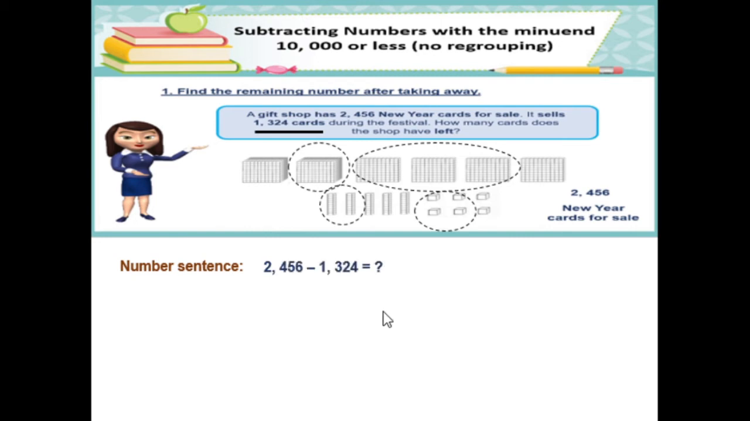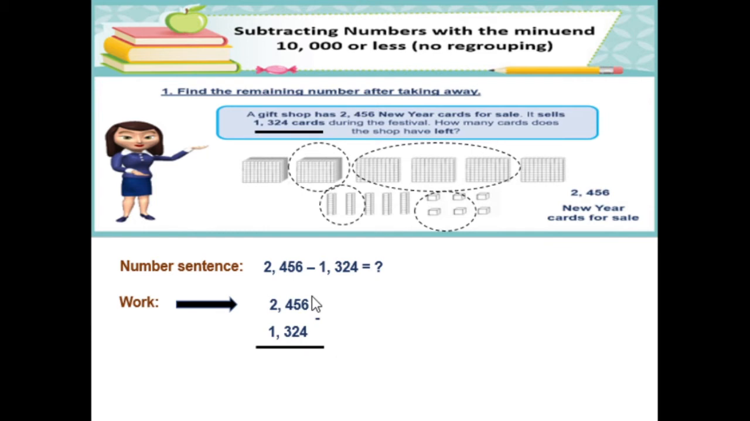Now our number sentence would be 2,456 minus 1,324. How to work? You have to make sure that the numbers are aligned with each other. So 2,456 is our minuend and 1,324 is our subtrahend.